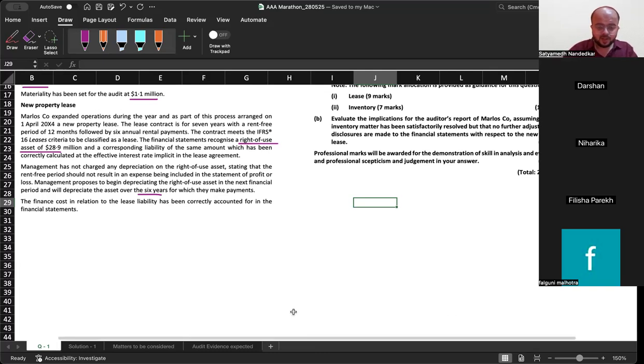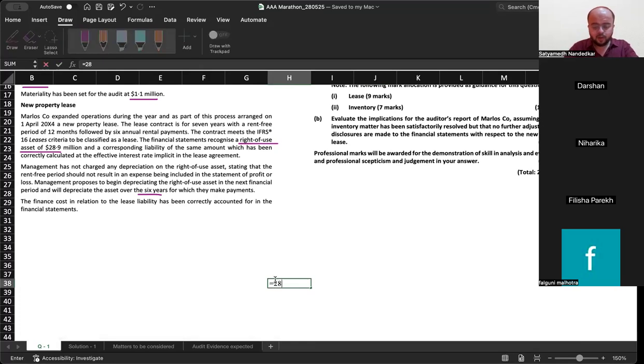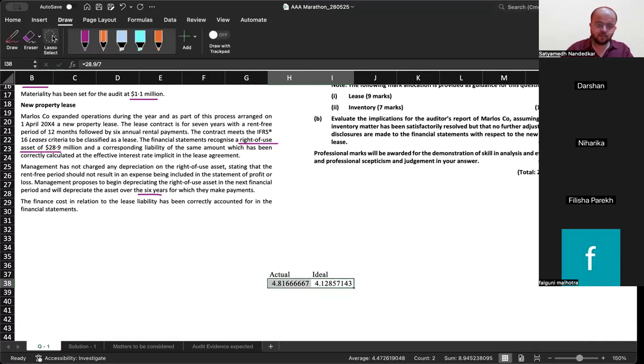Now check how much the misstatement is. 28.9 upon 6, and this is the depreciation that you actually recorded. And what is the depreciation that you should have recorded? 28.9 upon 7.